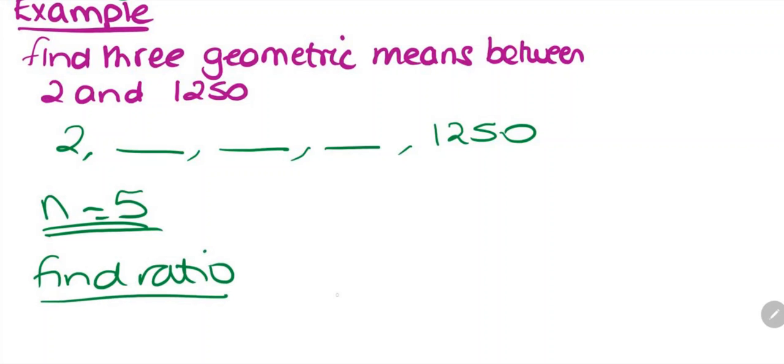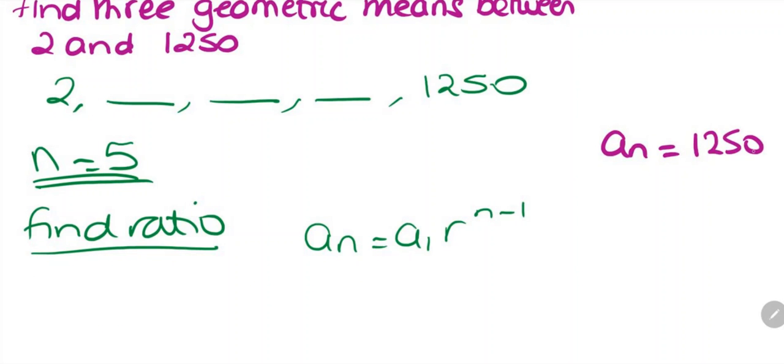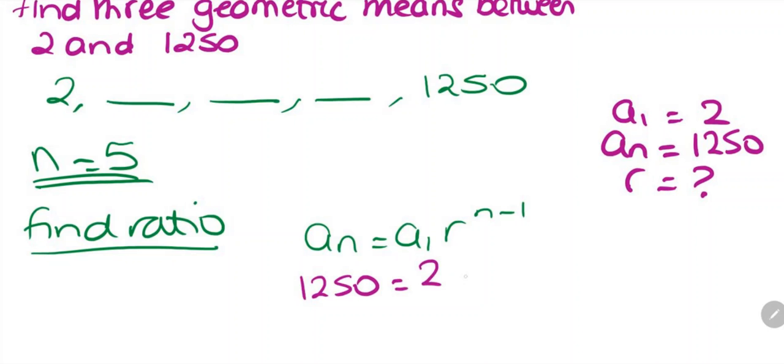And to do that, we're going to use the formula an is a1 times the ratio to the n minus 1. So we're going to substitute in the values we know. We know that an, the last term, is 1250. And we know a1 is 2. We're trying to find the ratio. So an is 1250, a1 is 2, we don't know r, and this is to the n. Now the number of terms we also know is 5, so this is going to be 5 minus 1.